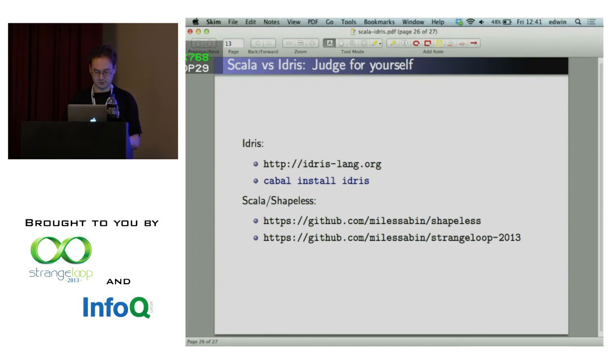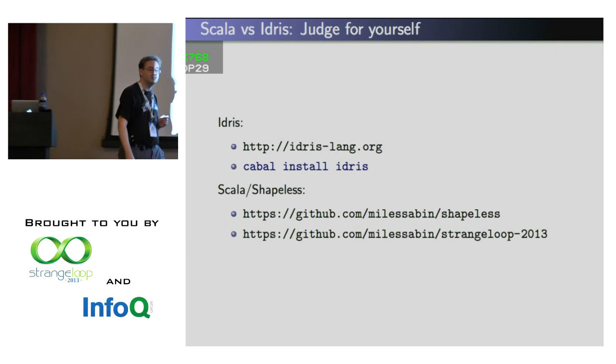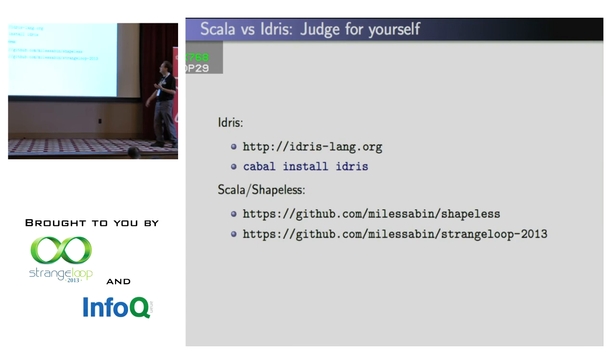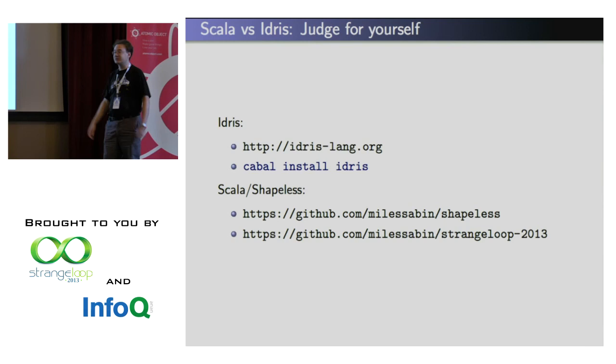So we're actually going to leave the result of this to you, who wins this battle. We like to think that dependent types are the winner because, like I say, we're British and we don't like to win. So if you want to play with Idris, you can find a web page, cabal install ought to work. If you want to play with Shapeless, it's all available on GitHub. And do we have anything more to say?